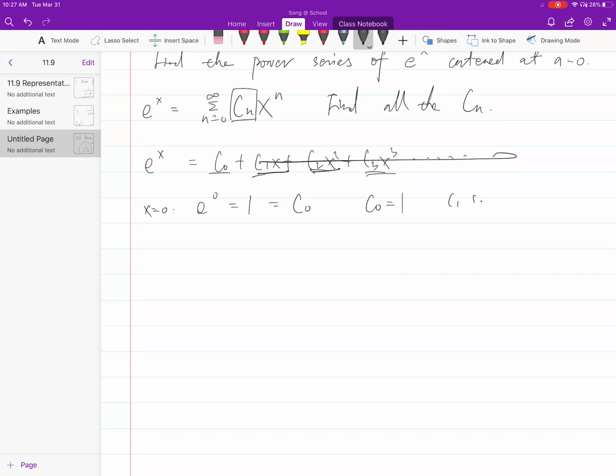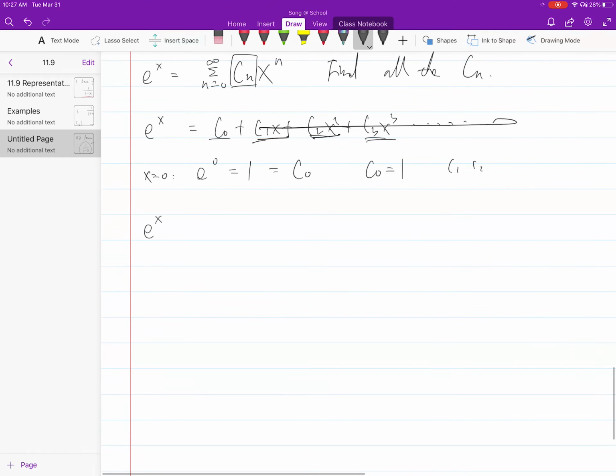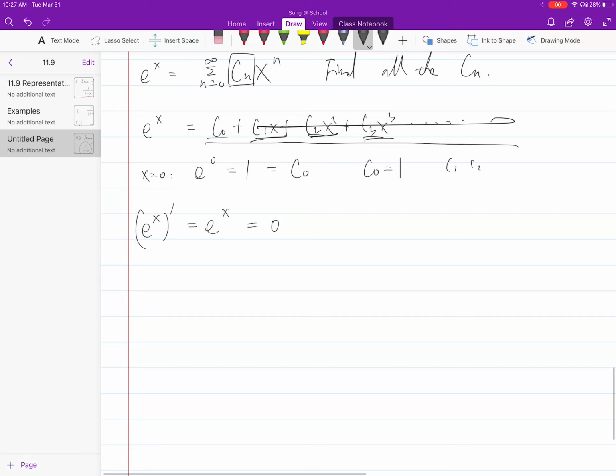But we still have C1, C2, C3, all the others to find. Well, now I'm going to do a trick. I am going to take the derivative. That's still e to the x, right? But that should also be the power series after taking the derivative. So what's the derivative of C0? 0, because it's a constant. What's the derivative of C1x? It's just C1. Derivative of C2x squared, it's C2 times 2x, plus C3 times 3x squared, which comes from x cubed, plus C4 times 4x cubed, which comes from x to the 4 before you take the derivative.